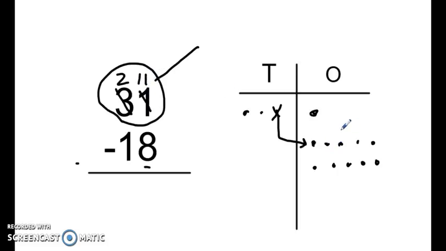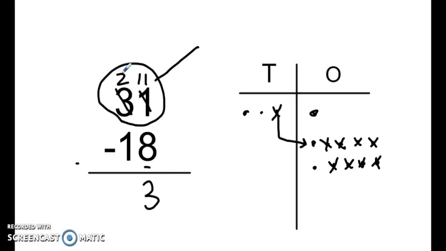Now I can do my subtraction. So I'm taking away 8 ones. So I'm going to cross out 8 ones. 1, 2, 3, 4, 5, 6, 7, 8. If I take 8 ones away from the 11 ones, I now have 3 ones left. 11 minus 8 is 3.